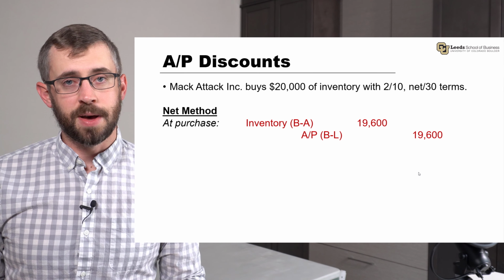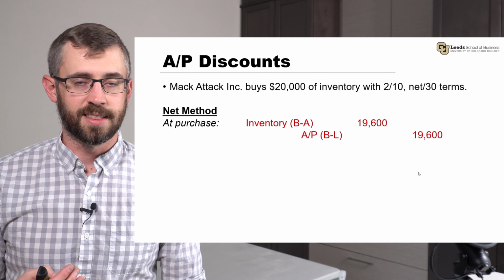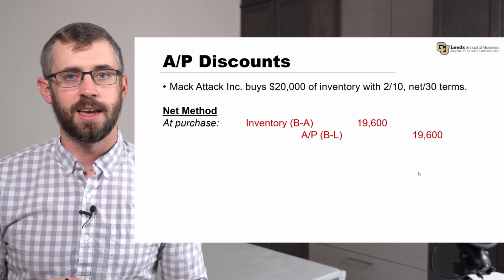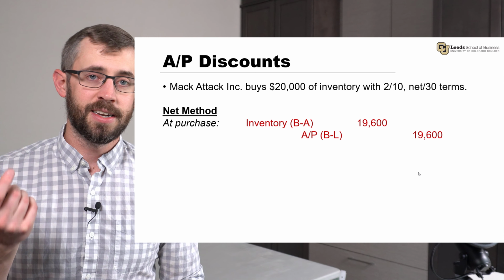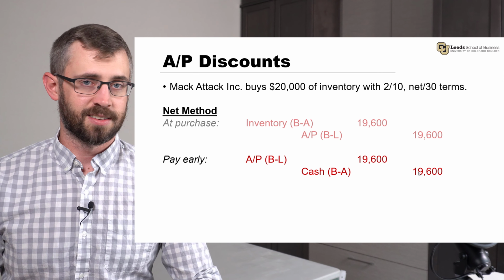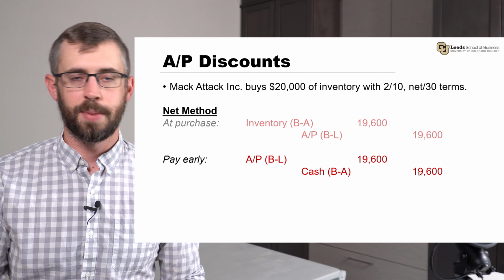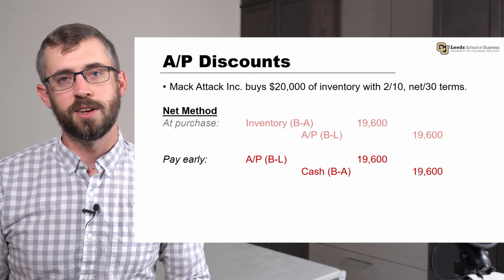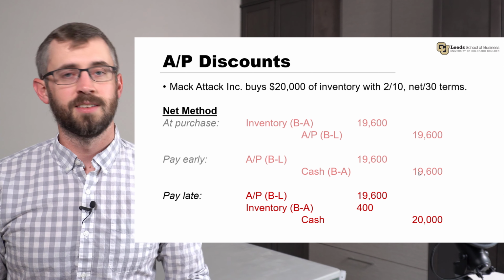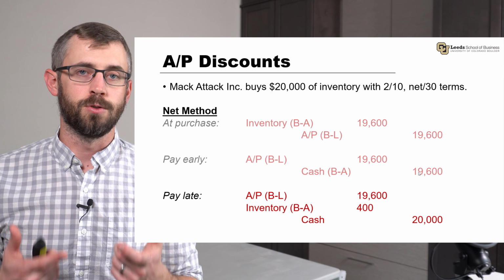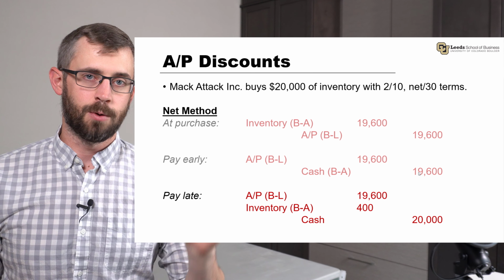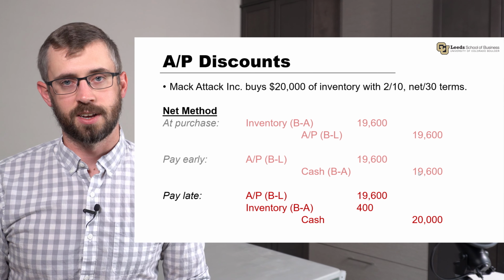Now, if we're looking at the net method, this is where we assume that we will take the discount. So we're only going to record inventory at $19,600, or that 98%, and we'll record the liability also at the $19,600. And if we pay early and take the discount like we assumed, everything is pretty normal. We pay $19,600 and the liability goes away. But if we don't take that discount, we change our minds, then that means we have to pay cash of the full $20,000. Our accounts payable that we originally recorded of $19,600 goes away.